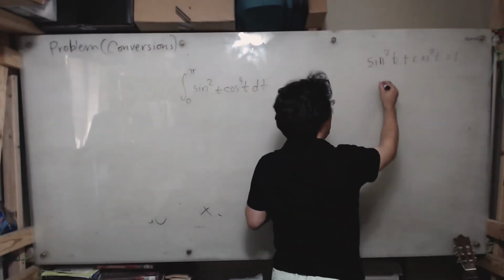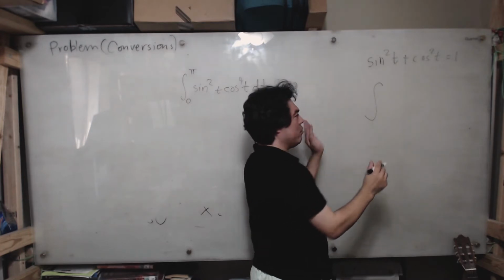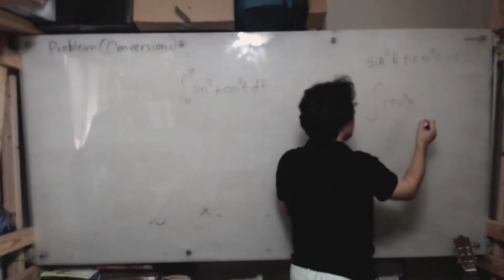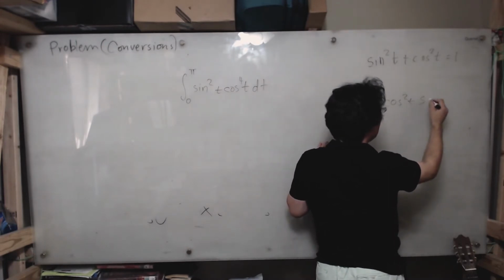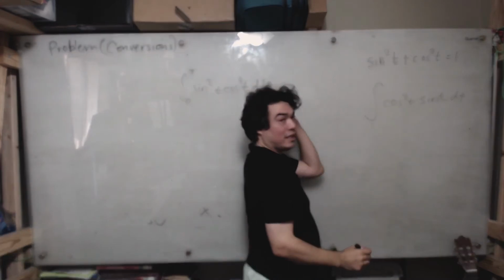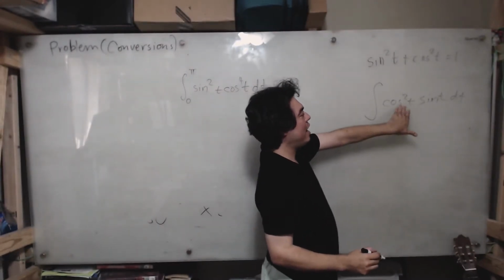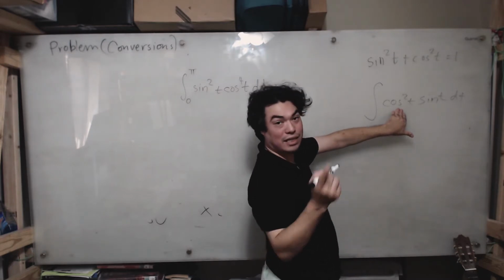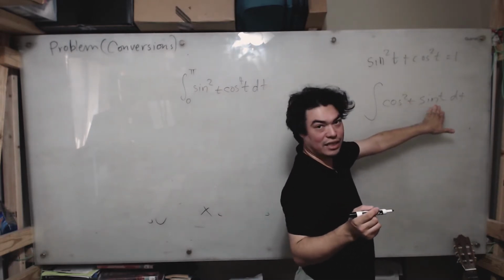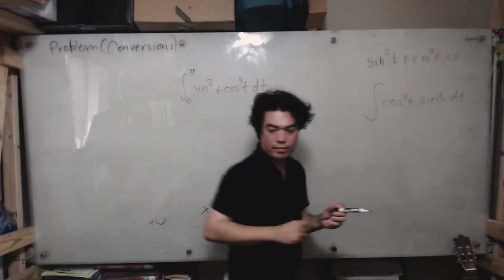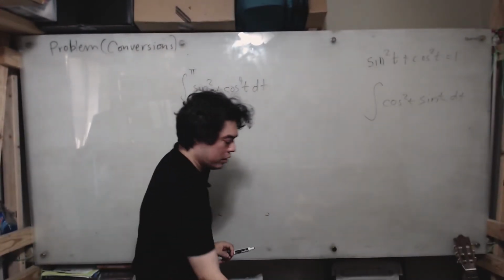So for example, if this is not going to be the case here, but if I had something like cosine squared t times sine t dt, right? If I could make this a sum of things like this, then my u would be cosine t, then my du would be negative sine t dt, and I could manipulate this to get that integral done. Okay?